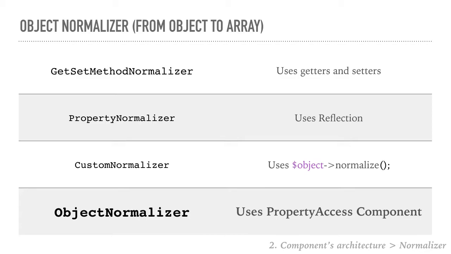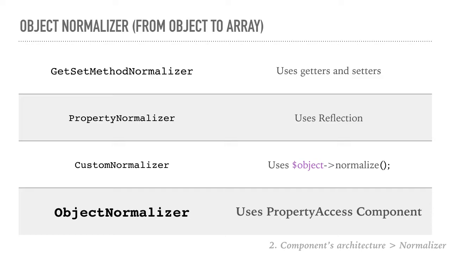The first one is the getSet method normalizer. Easy to understand. It's just about making sure that when you take the object, you want to put all the properties in your array. Remember, normalizers go from object to array or array to object. And yeah, it's going to use all the getters and setters in your entity, for instance. We have the property normalizer that uses reflection. So it's going to basically read the code and see which properties need to be put in the array or put in the object, okay?